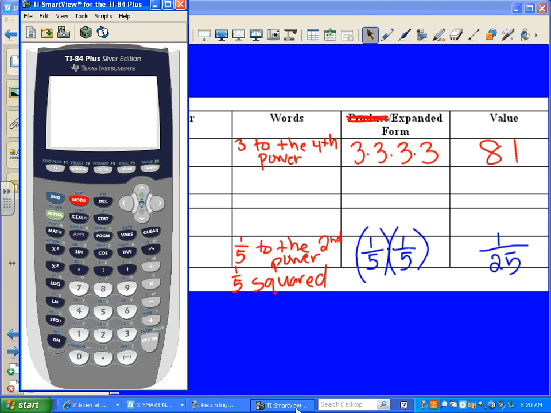Okay, so what I want you to do is type in 3. Do you see this little caret over here where my finger is? Press the caret. I call it a caret, but that means it's making an exponent. Okay, type in a 4. See this right here? Upside down V, yep, that's the caret. Some of you, because you don't have the same version as me, will have 3, caret, and then 4.